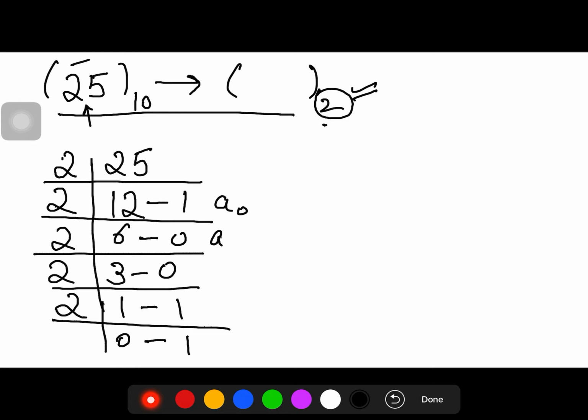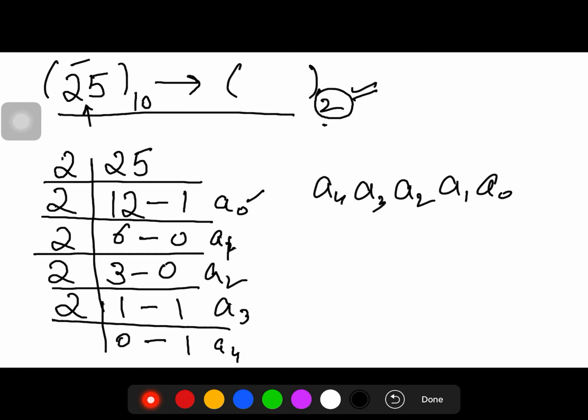Now these represent the digits at the unit place, tens place, 100 place, 1000 place, 10,000 place. Now how to write a number? We know a raised power 0, a raised power 1, a raised power 2, a raised power 3, a raised power 4. This is the way to write any number in any number system, where a corresponds to the base, which is 2 here.